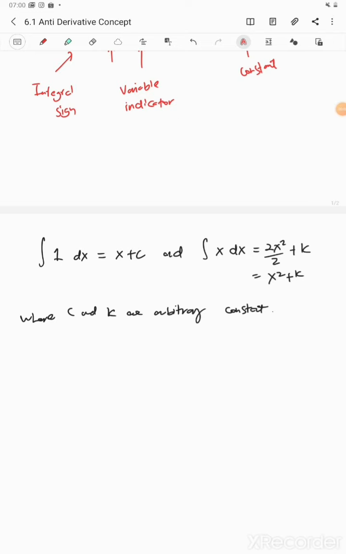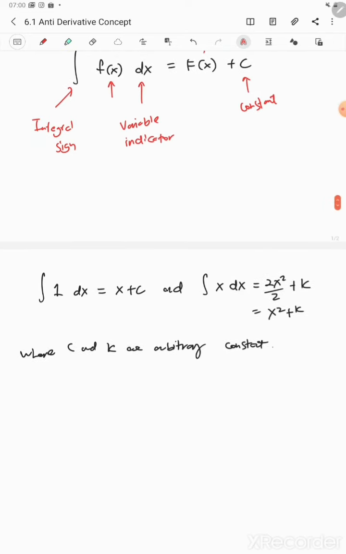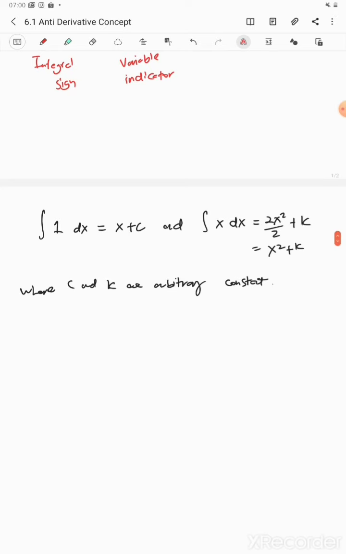Using this notation, the examples that I showed above can be written as the integral of 1 dx. If you integrate this, we get x plus c. This is the answer. Another example, the integral of x dx, the answer is this one. What I want to show here is that c and k are arbitrary constants. This is the pattern on how we use the integral notation.